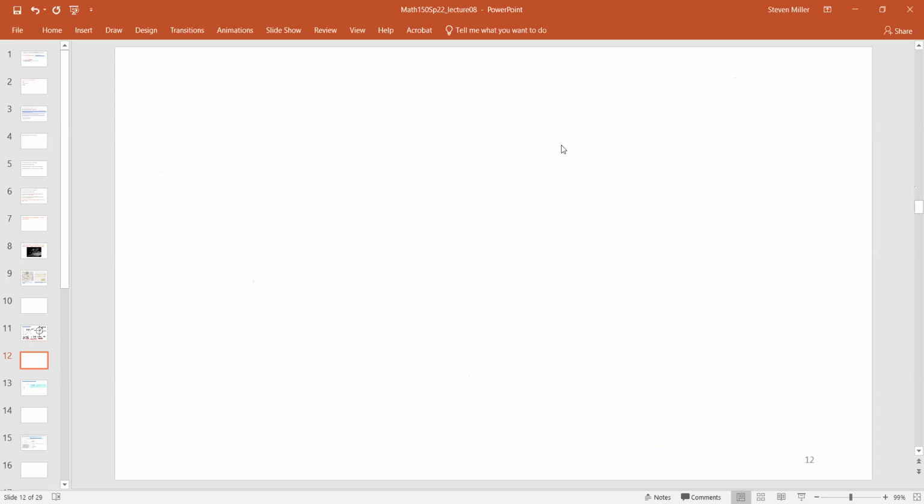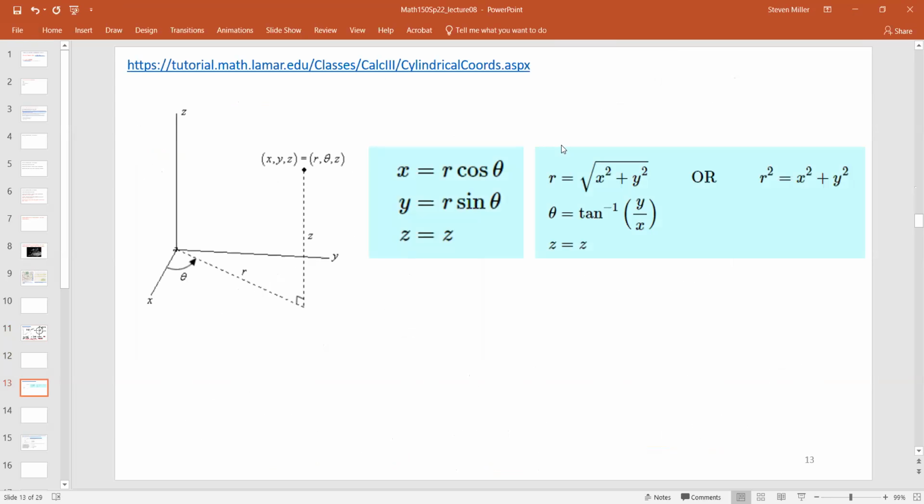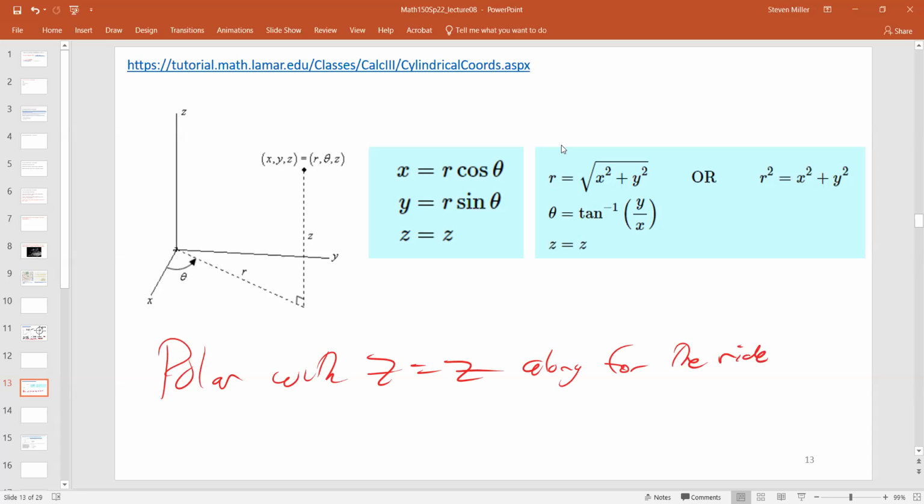Okay. Cylindrical coordinates is basically polar with z equals z along for the ride. So when you're doing cylindrical coordinates, it looks an awful lot like polar coordinates. You just have z equals z. So it's basically just dropping a circle. A circle is just sweeping out a cylinder in space.